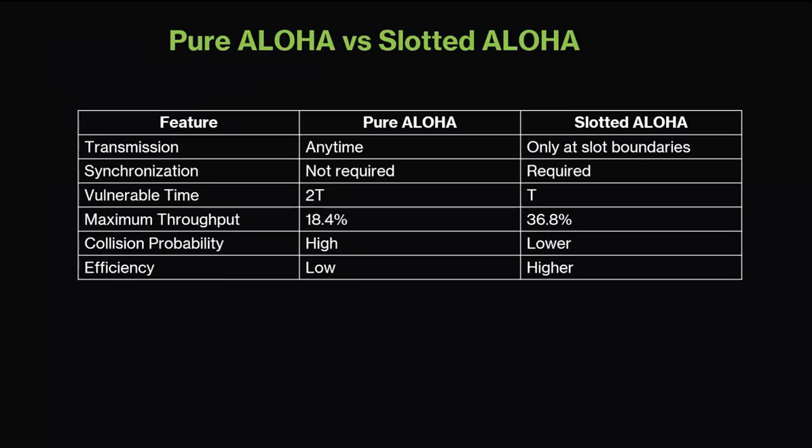To wrap up things, let's compare both side by side. Transmission time, Pure ALOHA happens anytime. Slotted ALOHA transmission happens only at slot boundaries. Synchronization, Pure ALOHA doesn't need it, Slotted ALOHA requires it. Vulnerable time, Pure ALOHA 2T, Slotted ALOHA vulnerable time is T. Maximum throughput, Pure ALOHA makes about 18.4%, whereas Slotted ALOHA makes about 36.8%. Collision probability and efficiency, Pure ALOHA has high collision risk and low efficiency, whereas Slotted ALOHA has lower collision risk and higher efficiency.